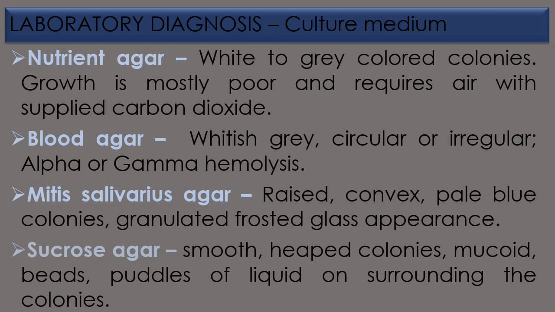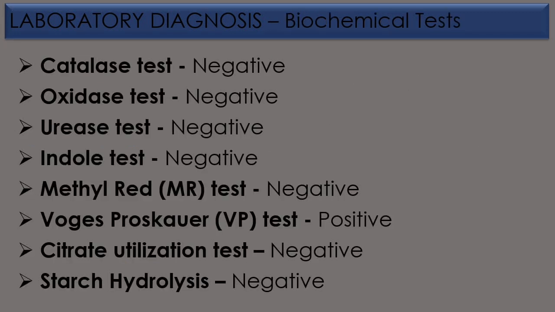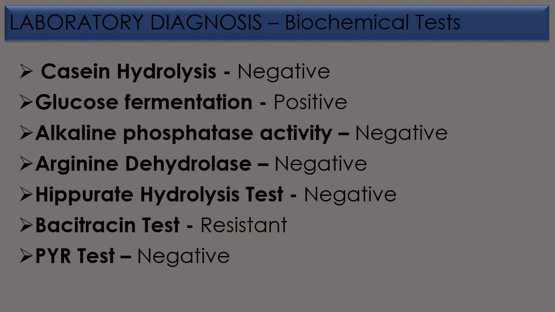In biochemical tests: catalase test negative, oxidase test negative, urease test negative, indole test negative, methyl red test negative, Voges-Proskauer test positive, citrate utilization test negative, starch hydrolysis test negative. Casein hydrolysis test negative, glucose fermentation test positive, alkaline phosphatase activity negative, arginine dehydrolase negative, esculin hydrolysis test negative, bacitracin test resistant, PYR test negative.